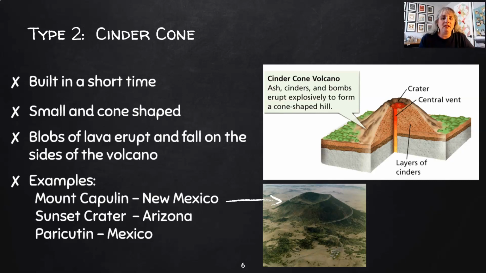So we've got some examples. Mount Capulin in New Mexico, and that's our photograph here. My dad lives in New Mexico, and this volcano is pretty near him, so I've been to this volcano. It's pretty small, but you can hike around it. But here are some other examples of cinder cone volcanoes. Like I said, they're a little bit smaller than the composite volcanoes.